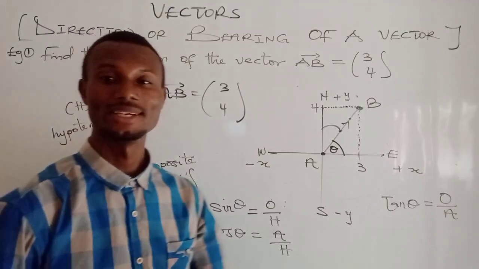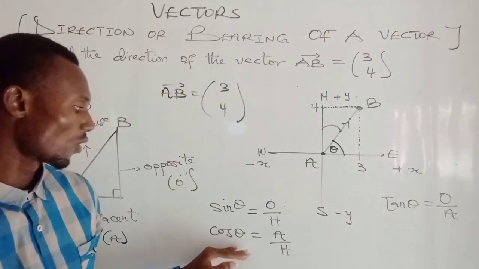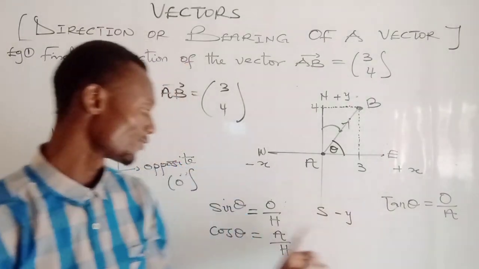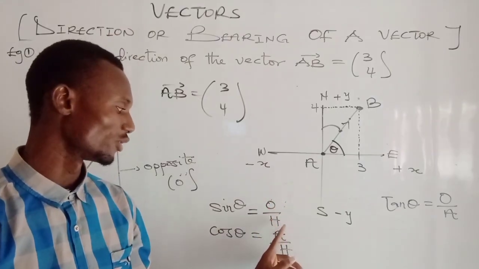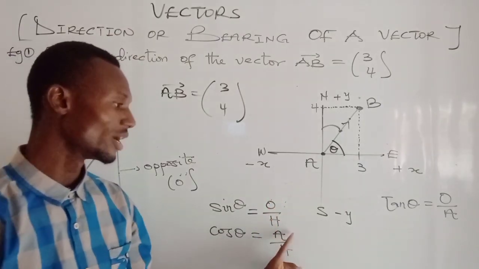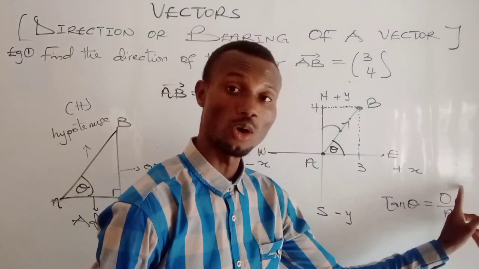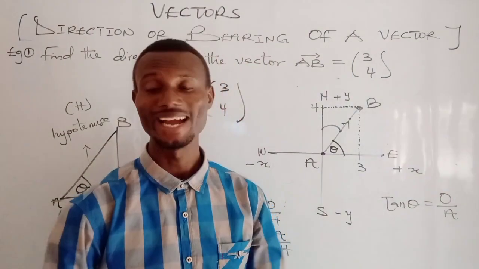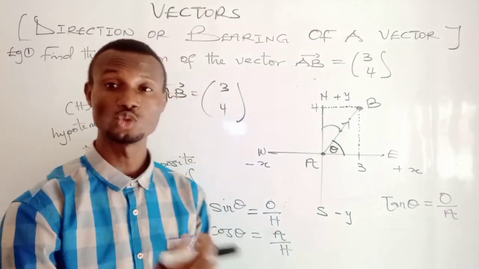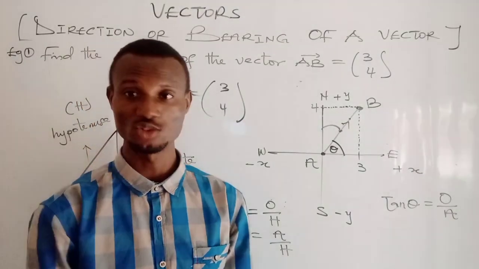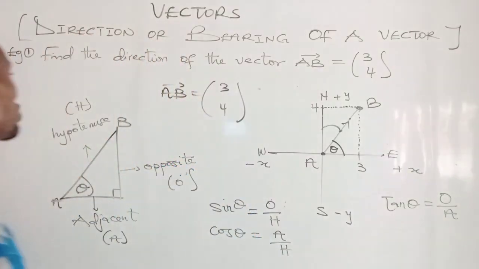So these are the 3 trig ratios: sine, cos, and tan. Sine theta is equal to opposite over hypotenuse. Cos theta is equal to adjacent over hypotenuse. Tan theta is equal to opposite over adjacent. And there's a short way to remember it, and I'm going to show you, and that is SOHCAHTOA. You can use that to easily remember the three trig ratios.